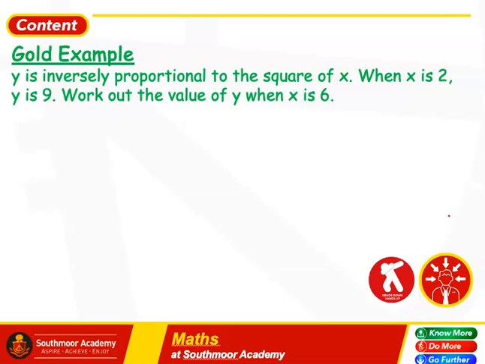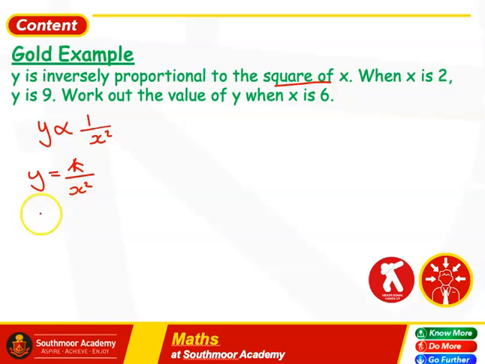Moving on to our gold example, again, pause the video if needed to make sure the pupils have a chance to copy it down. I'm going to go through this here. So y is inversely proportional to the square of x. So we're doing exactly what we did before, writing our equation. So y is inversely proportional, so 1 over, and this time it is the square of x, so it is x squared. When x is 2, y is 9. So let's form an equation. So going back to our bronze, y is equal to k over x squared.